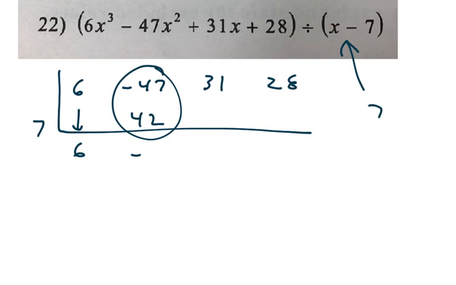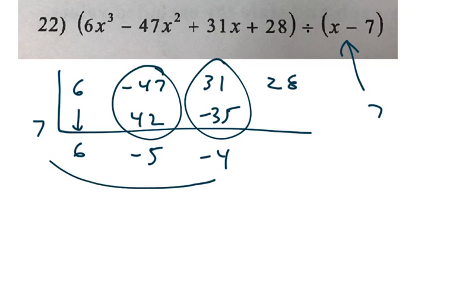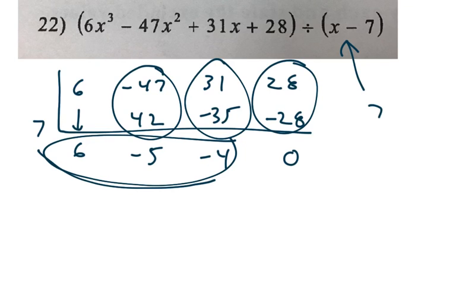42 and minus 47 is negative 5. When I multiply those together, I get negative 35. 31 minus 35 is negative 4. When I multiply those together, I get negative 28. And what do you know? We got another 0.